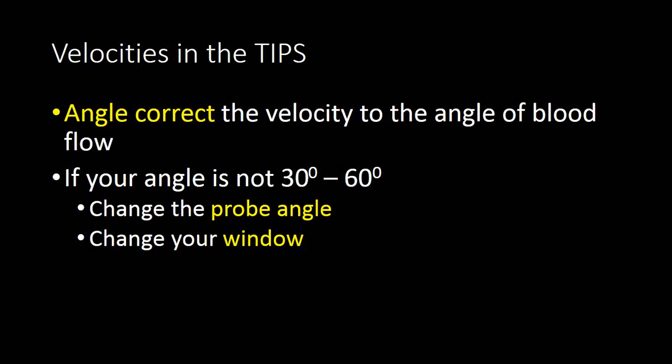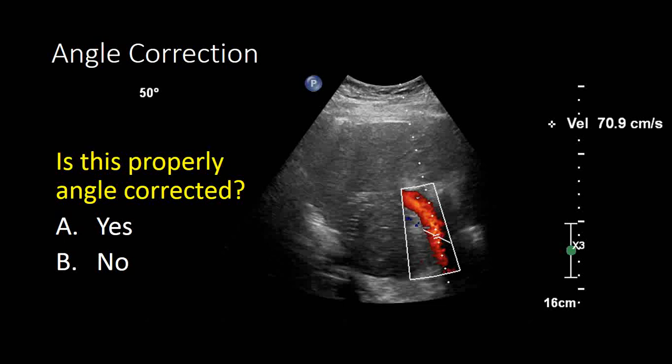Now, if your angle is not within 30 to 60 degrees, again, change your probe angle, toe in, heel in, change your sonographic window, approach the structure from a different location, okay? But if you're not within 30 to 60 degrees, that is okay. Angle correct to whatever the blood flow is as best you can.